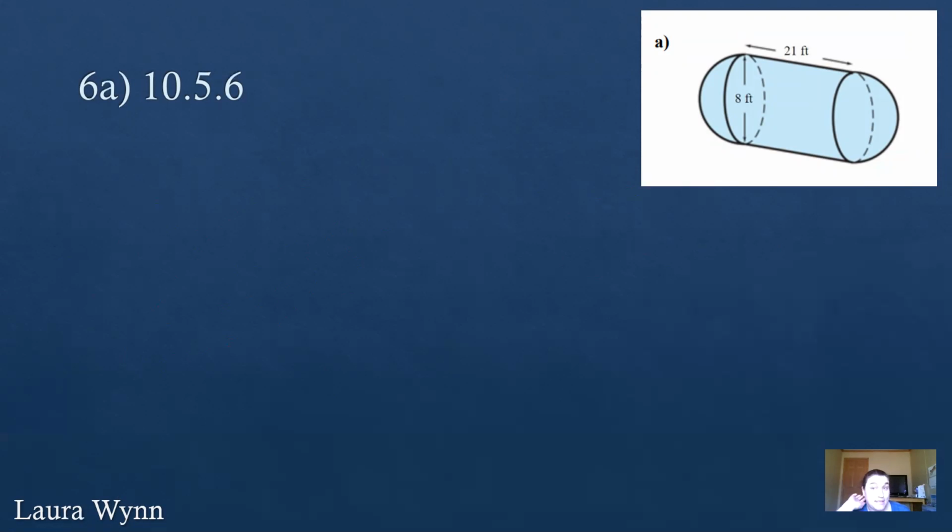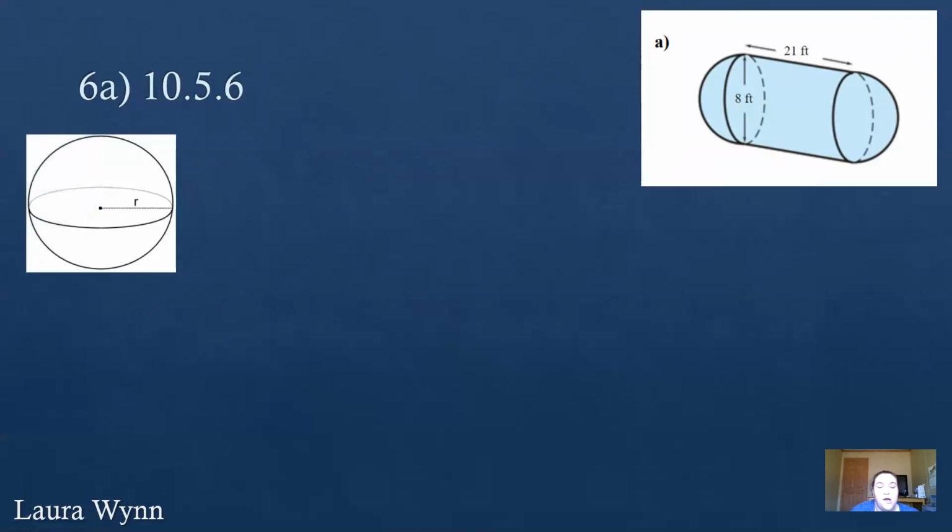The easiest way I can show you how to do this is we need to break up this object. What shapes do we see inside of this object? Well, right here in the middle, we see a cylinder, and on the ends are hemispheres. And when you put 2 hemispheres together, what do you get? You get a sphere. There we go. All right, and we get our cylinder.